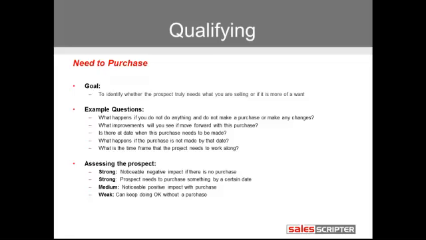Identify if there are some pains that they are experiencing, and what the impacts of those pains are. We talk about pain in a different training module. But assessing the feedback to those questions, if there's a noticeable negative impact if they don't purchase from you, then that's a very strong level of qualification. If the prospect needs to purchase something by a certain date, that again is strong. If there's a noticeable positive impact with the purchase, so we're more focusing on the positive than the negative, then maybe a medium. And then it's weak if the prospect can do just fine without purchasing something.